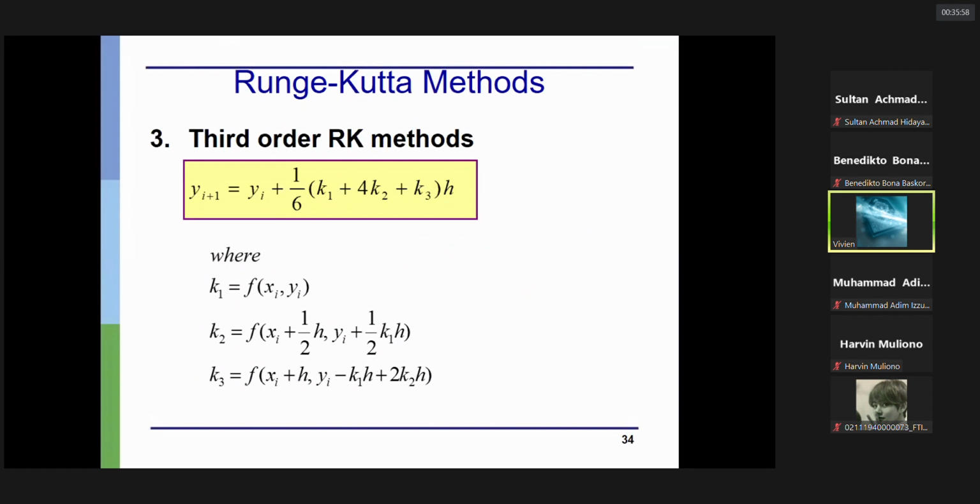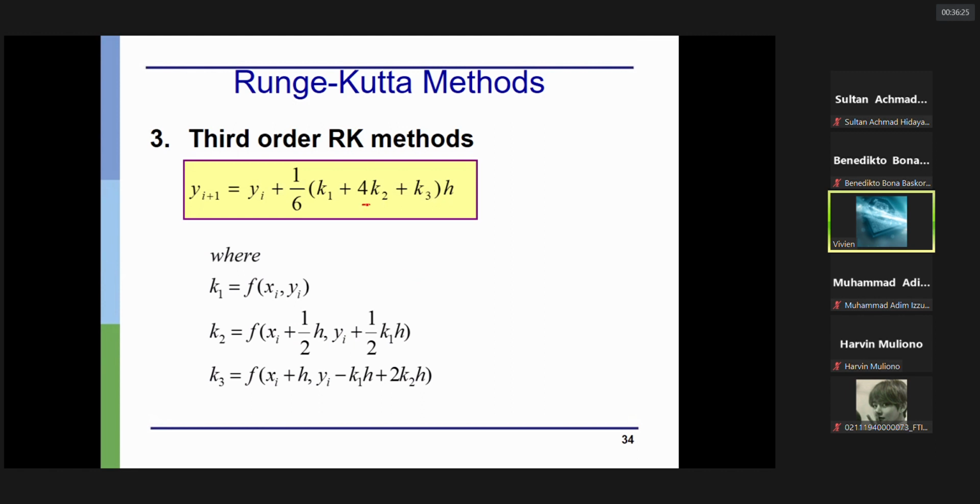Yeah, so we can have the third order Runge-Kutta method in which we have three terms included. So the final result for the calculation of yi plus 1 will be equal to yi plus 1/6 of k1 plus 4 times k2 plus k3. So we have three slopes here. We use the weighted average of three slopes, in which the highest weight will be at k2.